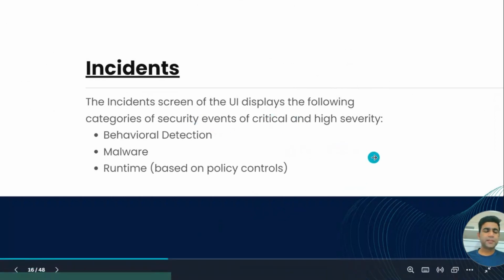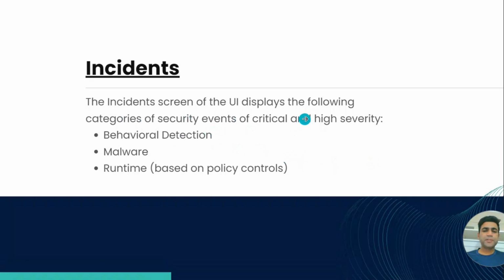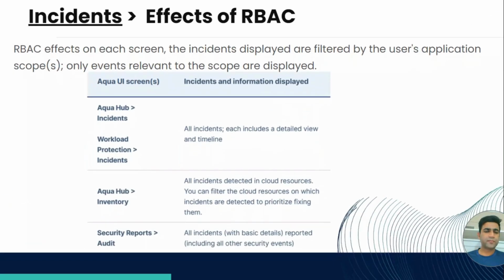Next is incidents. This screen presents all of the security events based on their severity, like behavior detection, malware, and runtime, based on the policy controls. Here in this classification, this is role-based access control, where we limit the privileges assigned to a user for accessing any service or resource in the cloud.